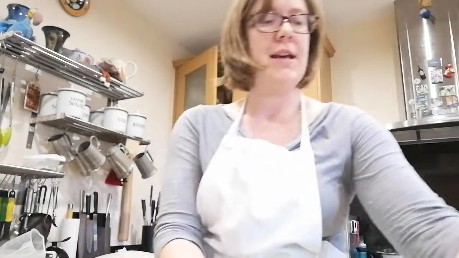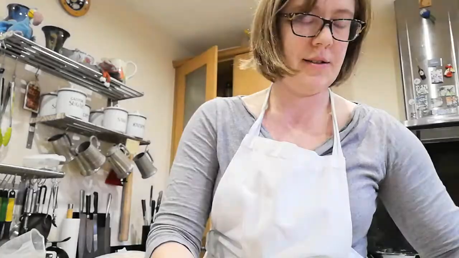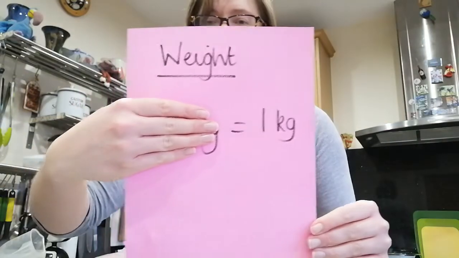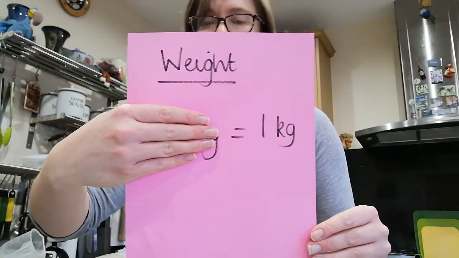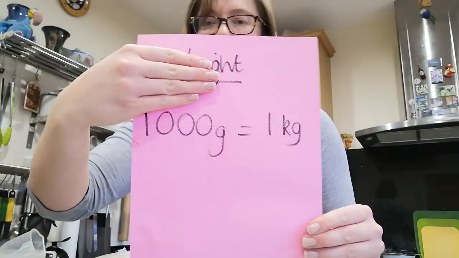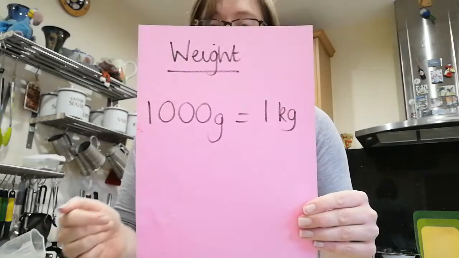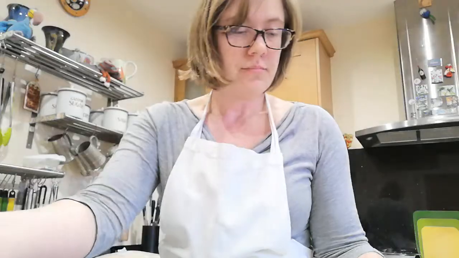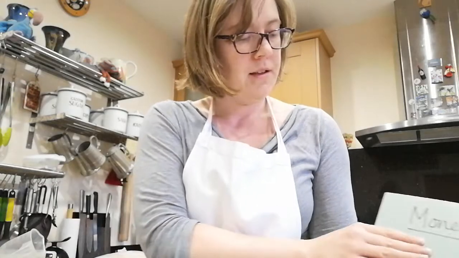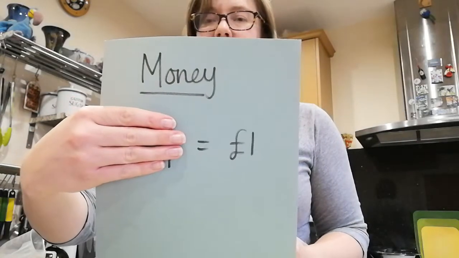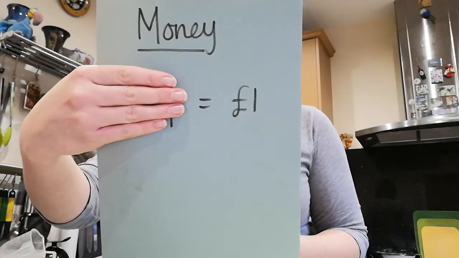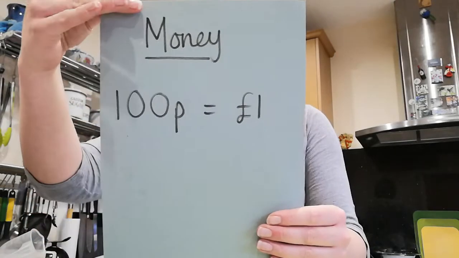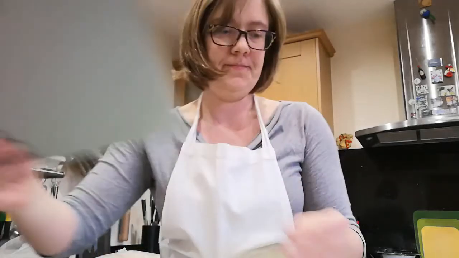Maybe I'm going to give you a quick test. So let's start with weight. How many grams are there in 1 kilogram? Brilliant. There are 1,000 grams in 1 kilogram. Well done. How many pennies are there in a pound? Fantastic. 100 pennies in a pound.